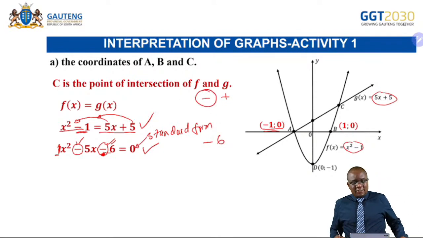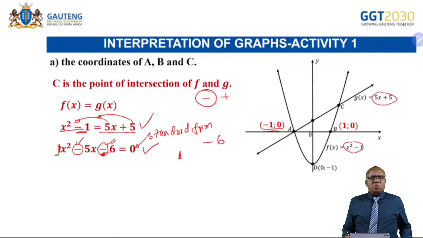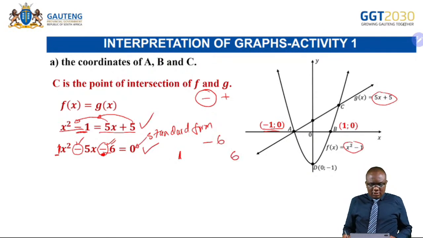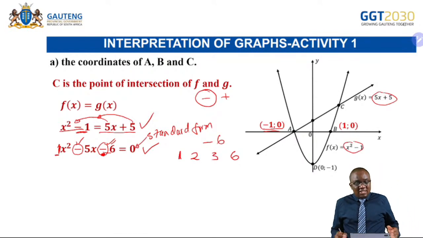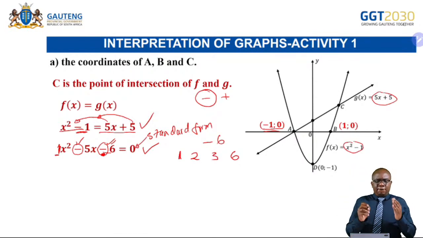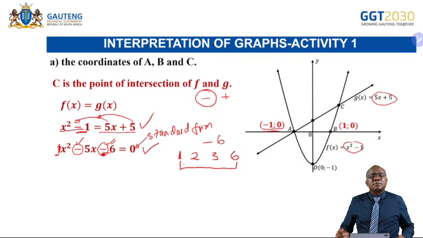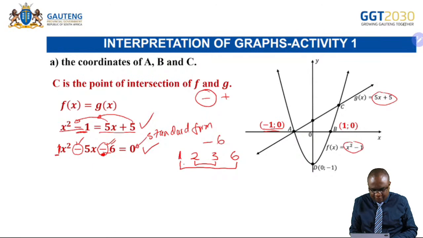Then I look for the factors of 6. There's 1. What do I multiply 1 with to get 6? I multiply 1 with 6. 1 times 6 is 6. And then there's 2. What do I multiply 2 with to get 6? I get 3. 2 times 3 is 6. So these are the factors of 6. And then 1 goes with 6. You see that? Okay? And then 2 goes with 3. Now, there are 2 pairs here: 1 and 6, and 2 and 3.